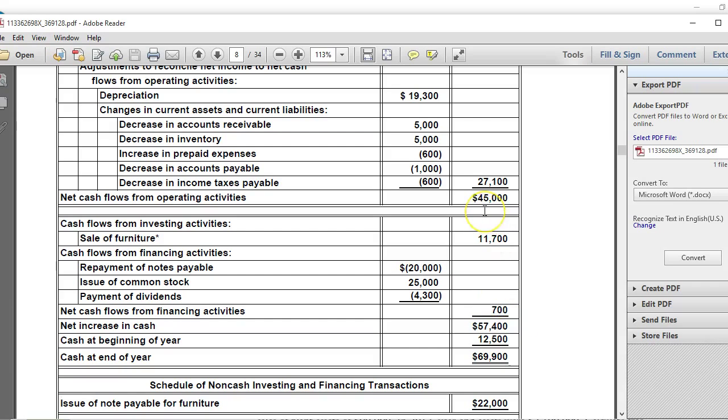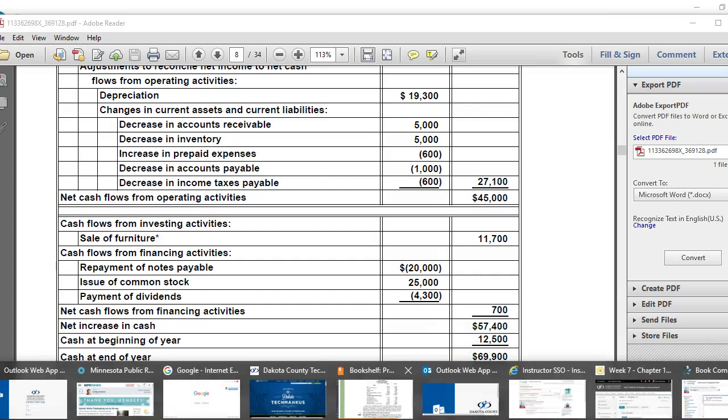If we take the $45,000 plus the $11,700 plus the $700, we have an increase in cash of $57,400. From that, we go back and look at the cash at the beginning of the period, $12,500. So the cash at the end of the year is $69,900.